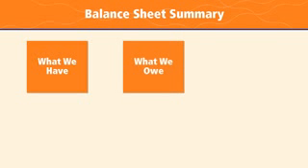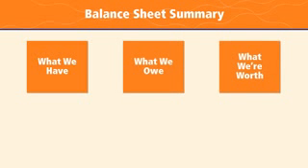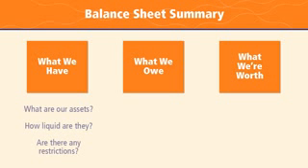So to summarize our conversation on the balance sheet today, we've talked about assets, liabilities, and net assets, or what we have, what we owe, and what we're worth. On the asset side of things, or what we have, some questions you might want to consider when you look at your balance sheet are, what are our assets? How liquid are they? And are there any restrictions, those donor-imposed restrictions, on any of our assets?